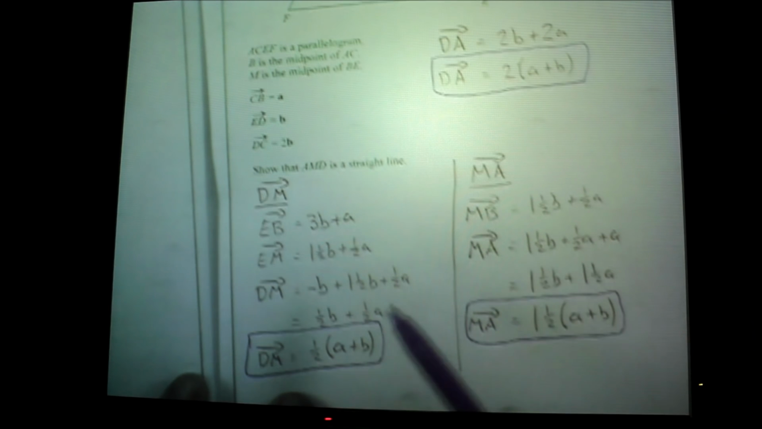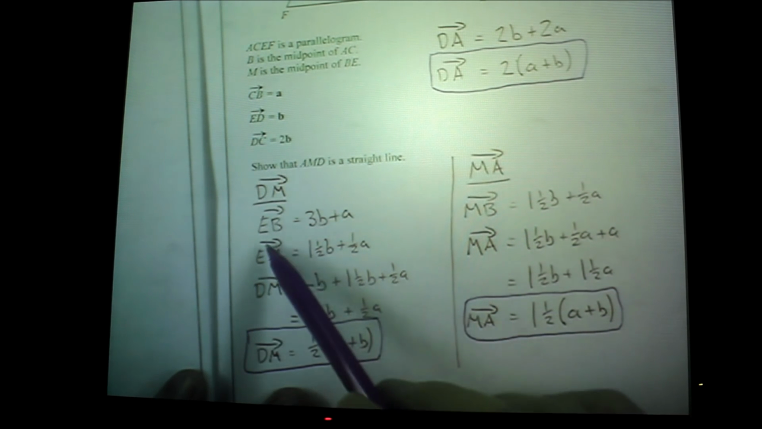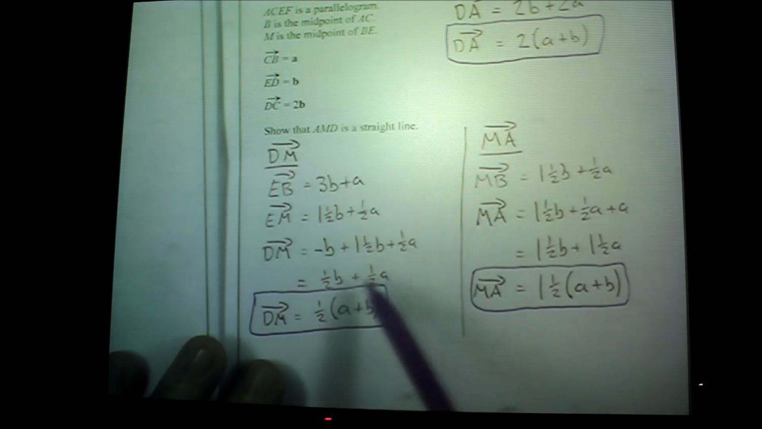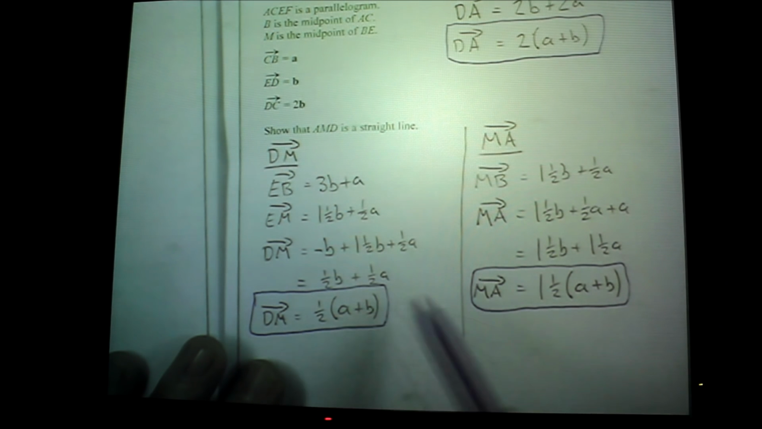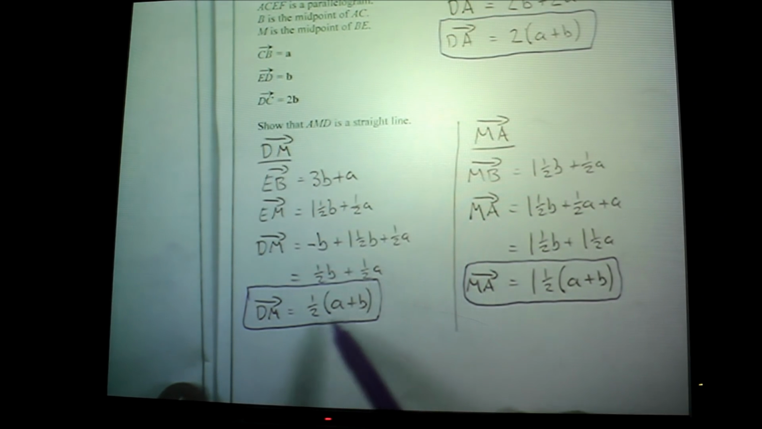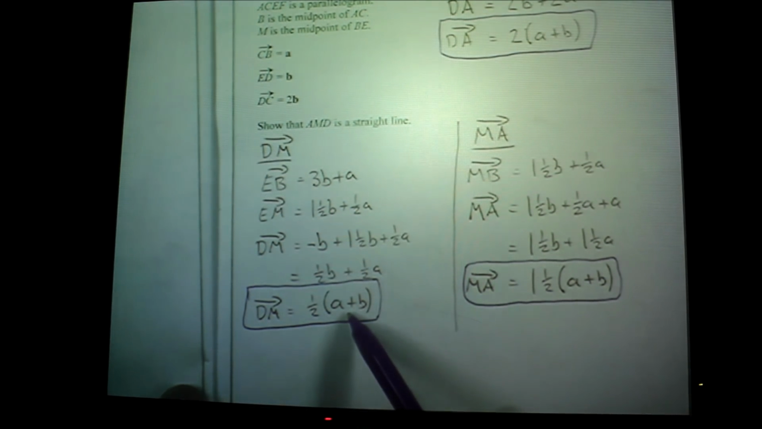So to go from D to M, it's minus B add what we just worked out for EM. So here's my workings. It's minus B add what we just worked out there. You simplify it and you end up with a half B add a half A. Again, factorise it, a half A add B. So from D to M, the direction is still A add B.